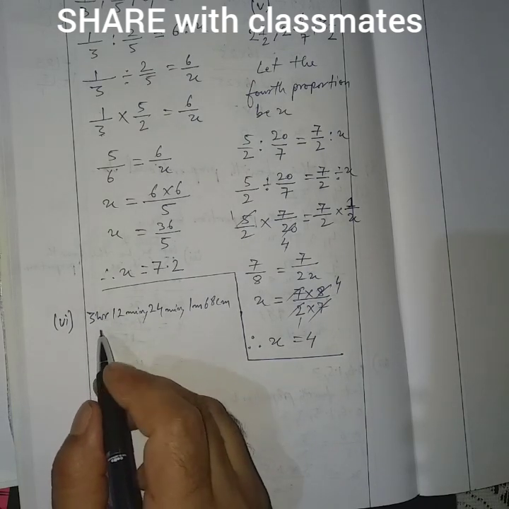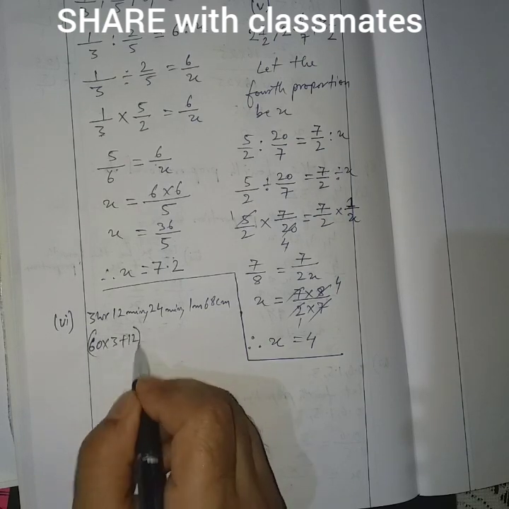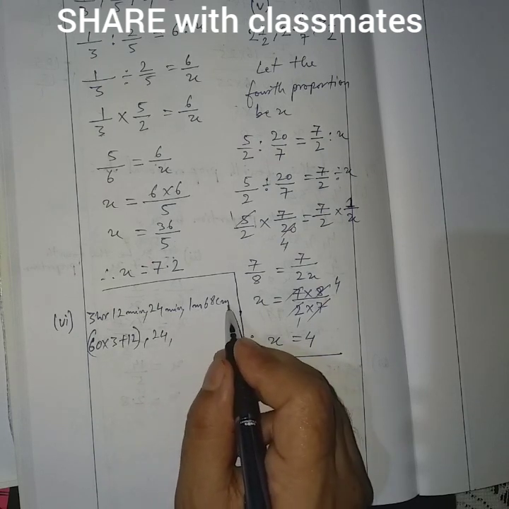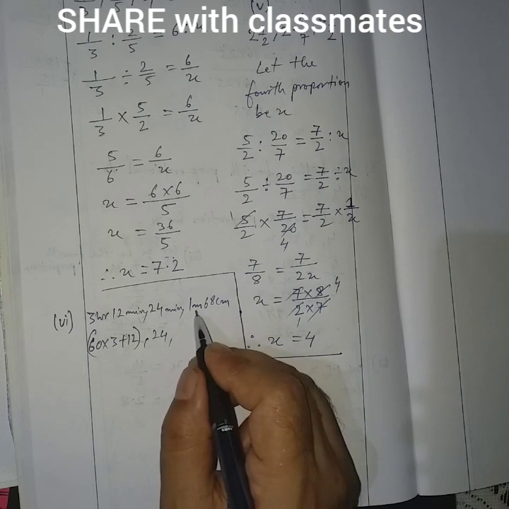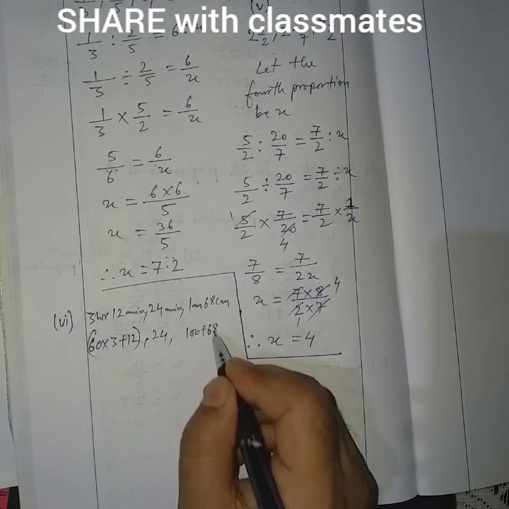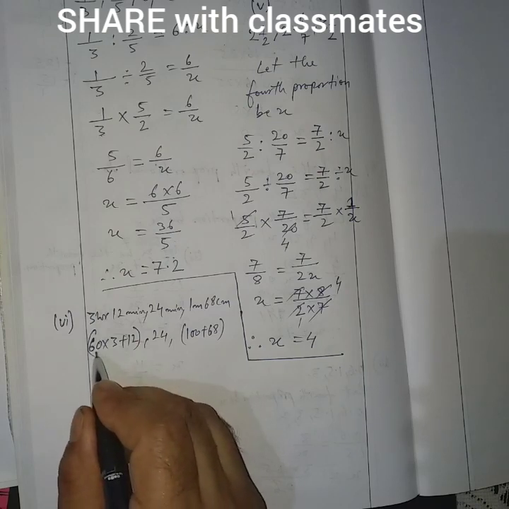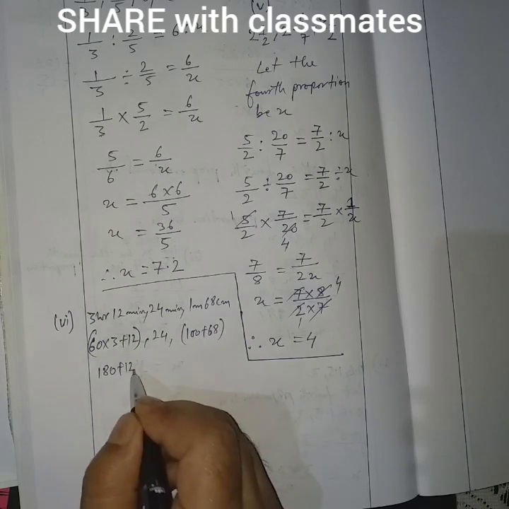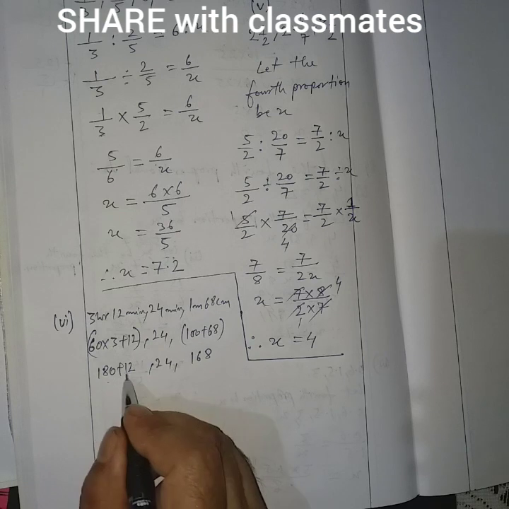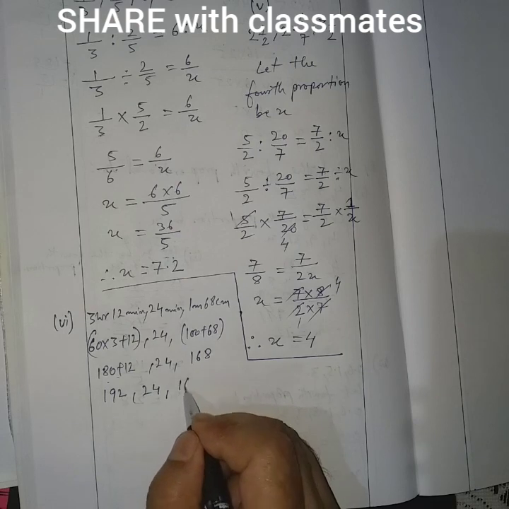In 1 hour there are 60 minutes. So 60 into 3 plus 12, and this one is 24 only. This also we have to change. Meter is there and centimeters is there. So 1 meter we are having 100 centimeters, 100 plus 68, this becomes 168. 60 into 3 is 180 plus 12 is 192, this is 24 and 168.